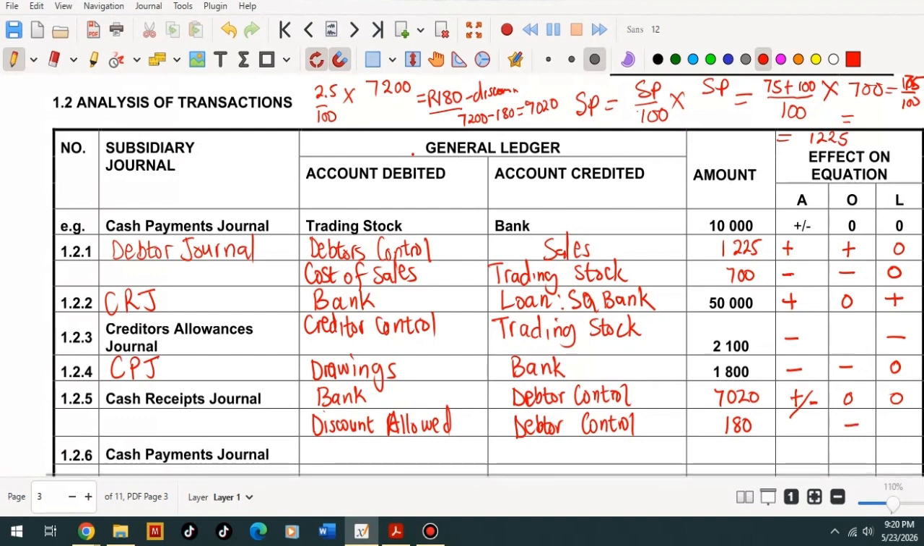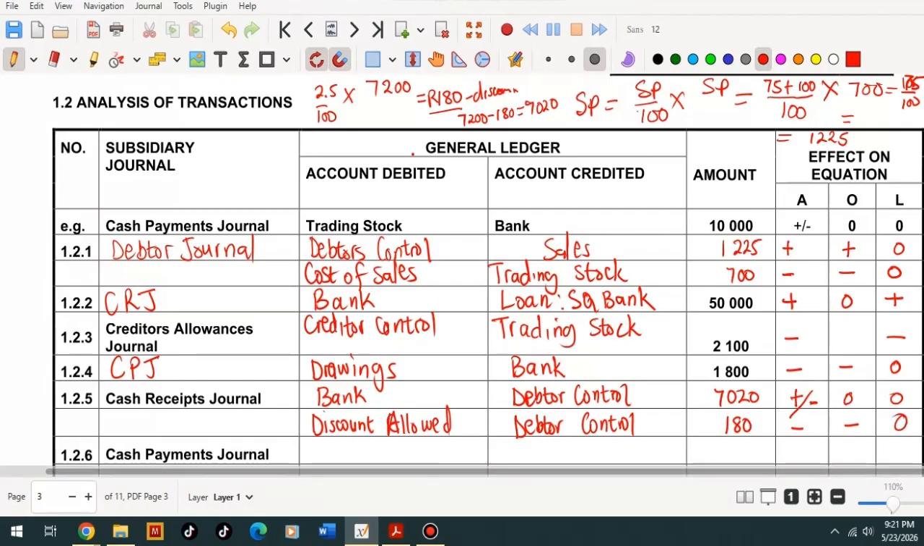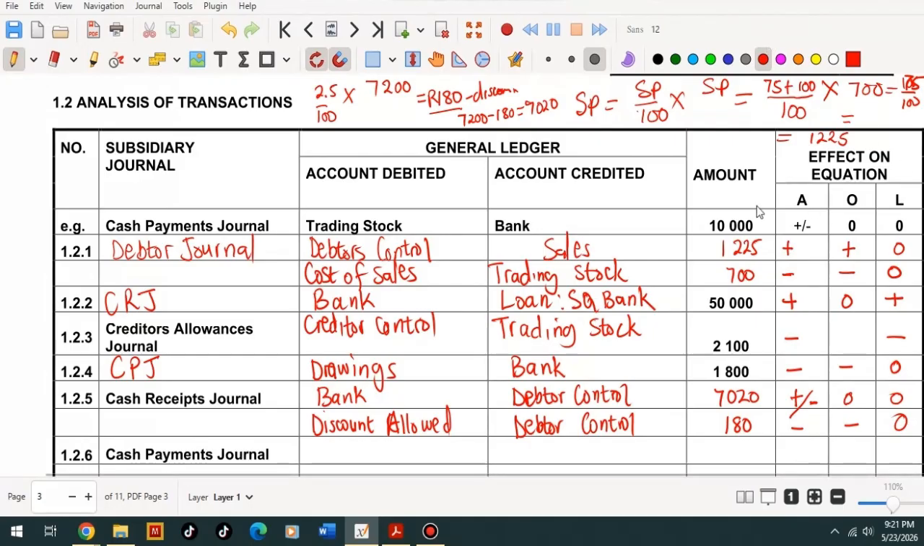How does it affect assets? As we said, discounts allowed is an expense. So expenses decrease owner's equity. And because the business gave a discount, the business is not going to get that money from the debtor, meaning that debtors control is also decreasing. Liability is zero. This transaction does not affect liabilities.